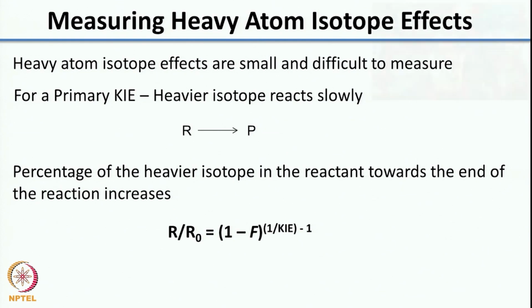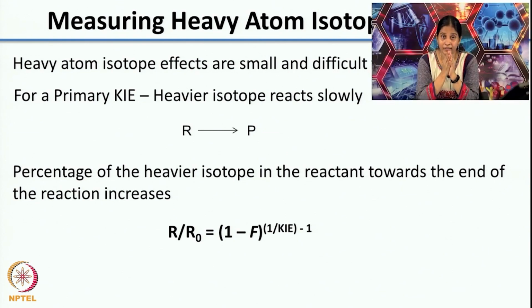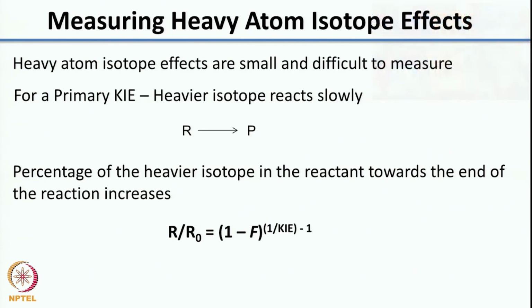So let us look at a primary kinetic isotope effect. If you remember what we had seen for CH versus CD, the lighter isotope reacts faster, because the zero point energy for CD was less than CH, which is why the activation energy for CH is lower. So CH reacts faster. This can be a generalization that for any heavier isotope the reaction goes slowly as compared to the lighter isotope.